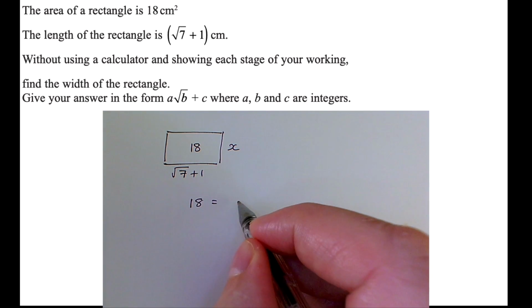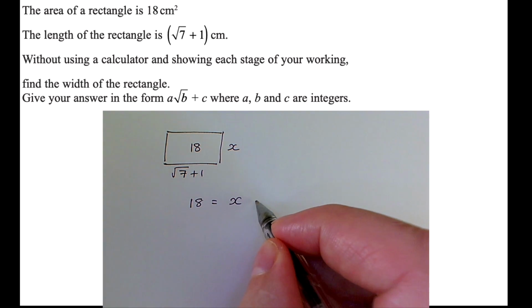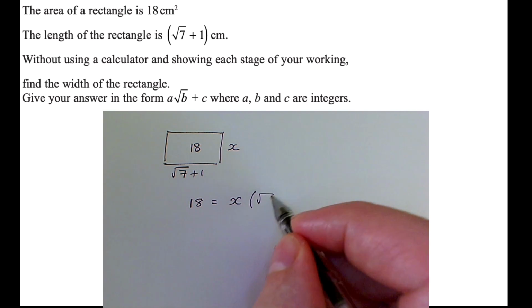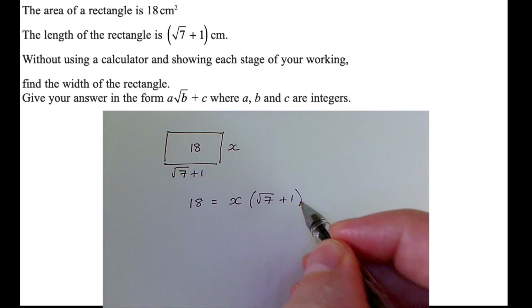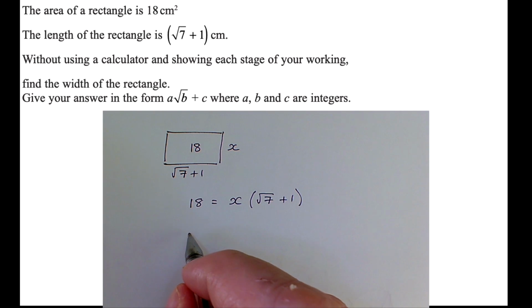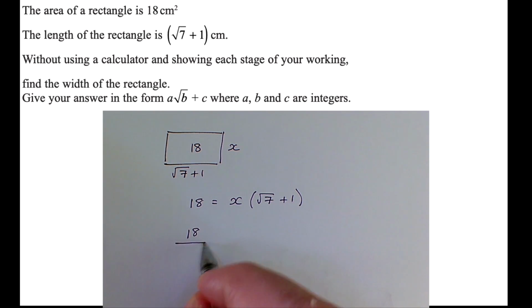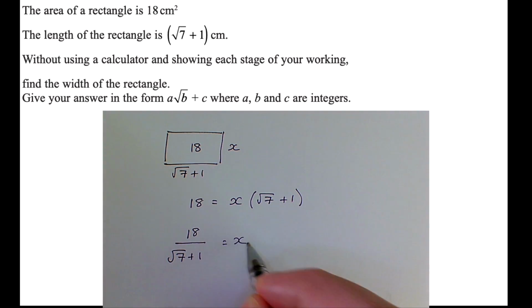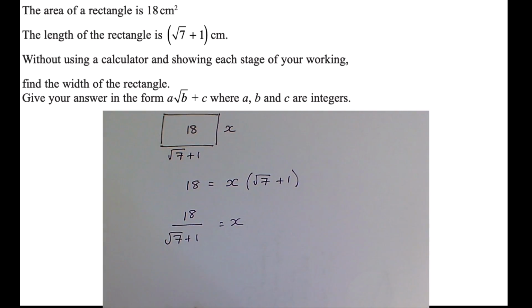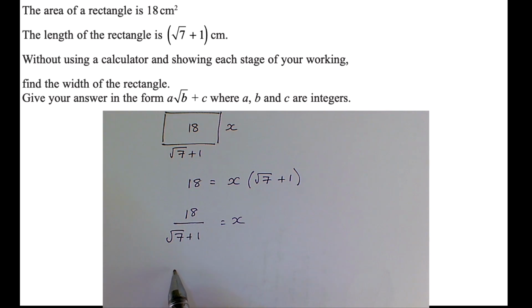Well, I know that if I multiply those two together, x times by √7 plus 1, I should get 18. So if I divide both sides by √7 plus 1, I'm going to get an equation for x. That's the height. But they don't want me to write the answer like that. They want me to write it as a rationalised expression, surd. So I'm going to have to rationalise this expression.